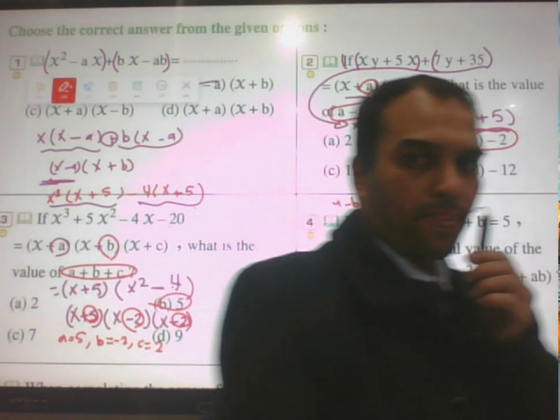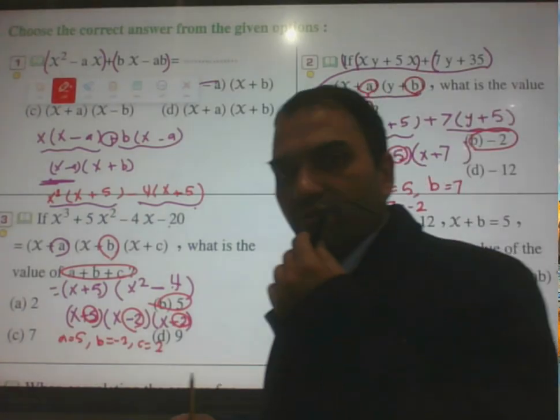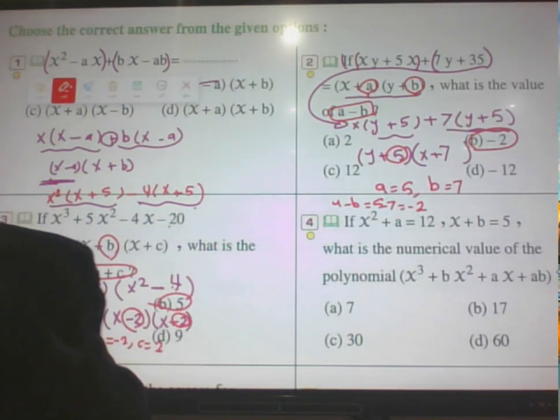Question number 4. Now we have the expressions x power 2 plus a equals 12, and x plus b equals 5. What is the numerical value of this expression? We can factorize this expression. We have 4 terms. We can divide this expression by regrouping.